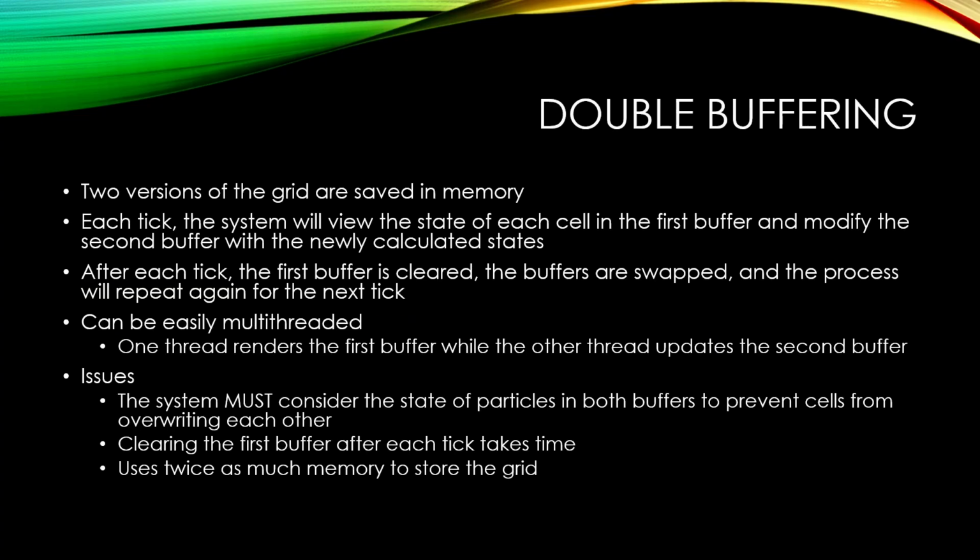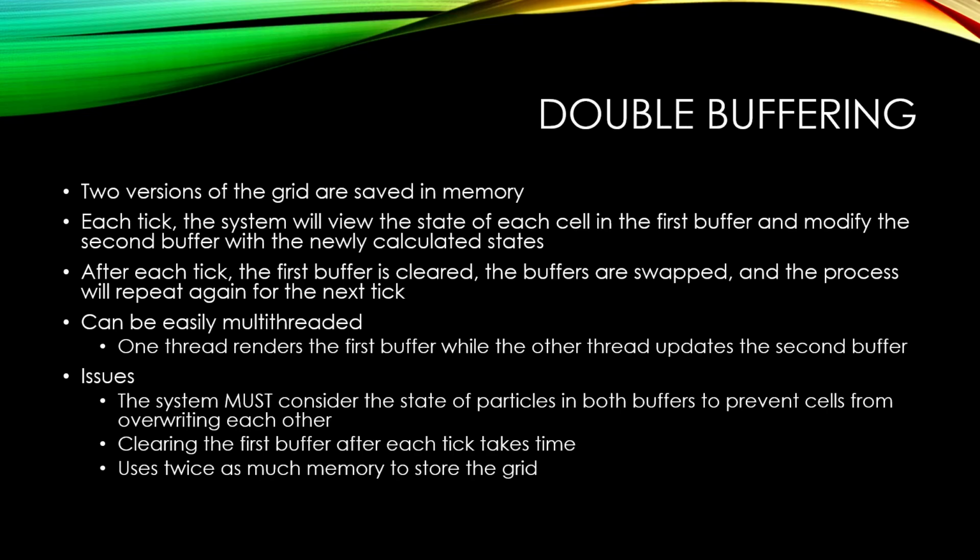So when you update the map, there are two ways that you can do it. You can either use single buffering or double buffering. Double buffering is more accurate, but each has their pros and cons. So with double buffering, you save two versions of the grid in memory. When you update the map, you look at the first grid and then translate those changes into the second grid. This ensures that any changes you make in between updates don't affect the original data, hence why it's more accurate.